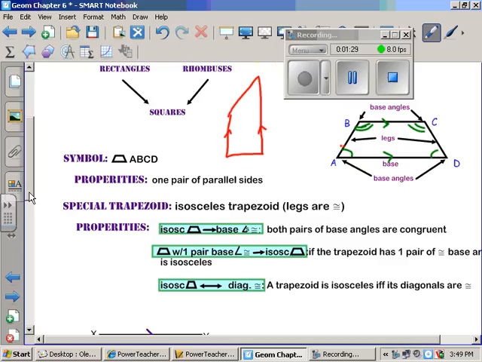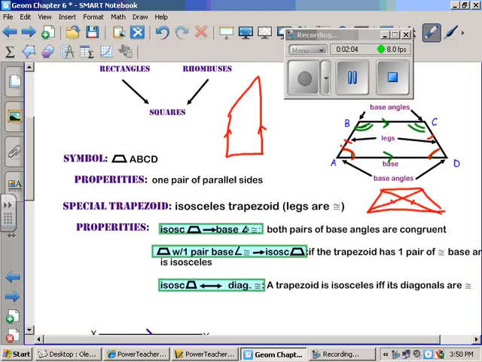An isosceles trapezoid does have some special characteristics. One is that their legs are congruent. Their base angles are congruent. So this angle is congruent to this angle. Angle B is congruent to angle C. And its diagonals are congruent. So if you draw in the diagonals, they would also be congruent.